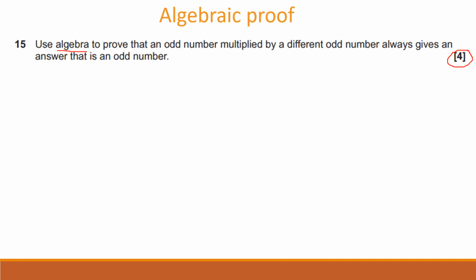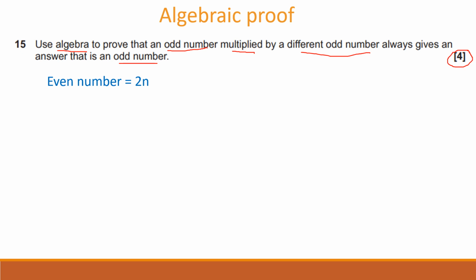Okay, so this means we're either using x's, n's, m's, different letters to prove that we have got an odd number multiplied by a different odd number always gives an answer that is an odd number. So there's lots of key terms in here and lots of odd numbers and even numbers. Now, to make a number even, if I multiply any number by 2, that will always give me an even number. So say n is any number I've got, if I multiply it by 2, I've always got an even number.